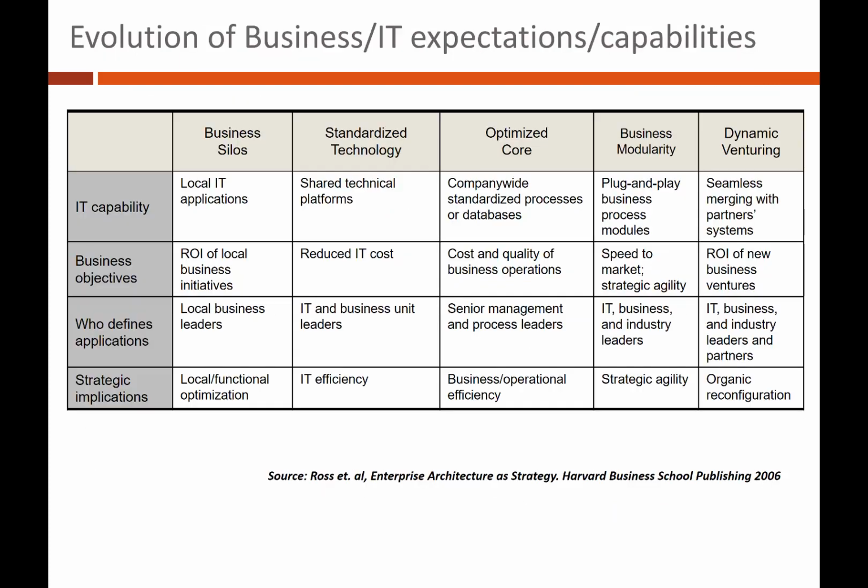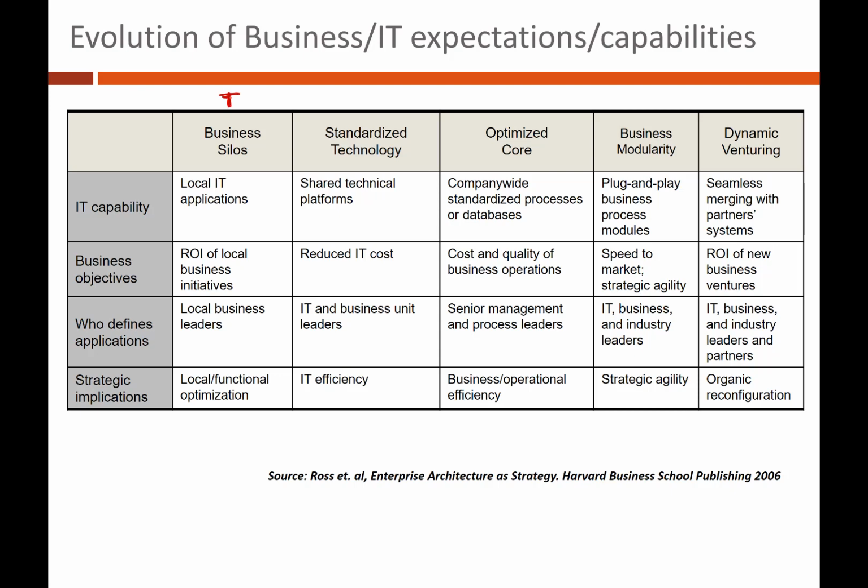So having said that, let's talk about what we have seen in terms of how IT has changed over time in organizations. And I'm going to put different numbers with this model just to make it easier for us to discuss. This comes from an article written by Ross and his colleagues in Harvard Business School Press. But in this article, he talks about how IT has changed over time.